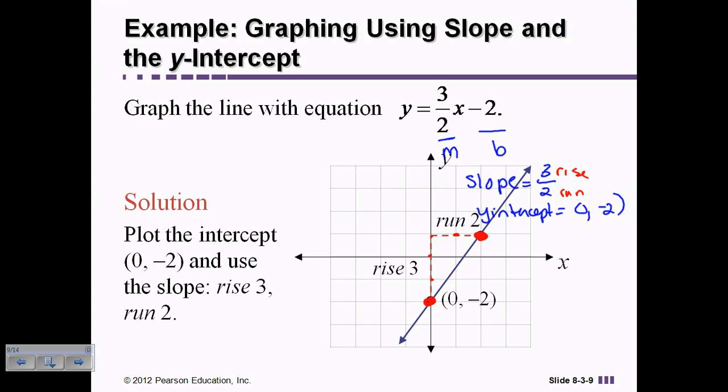If I chose to, I could go from here, the green dot, and I could do rise over run again. So I could go up 3, and I could go over 2 again, and you'll notice that right there is my next green dot. That line's going right through those green dots.